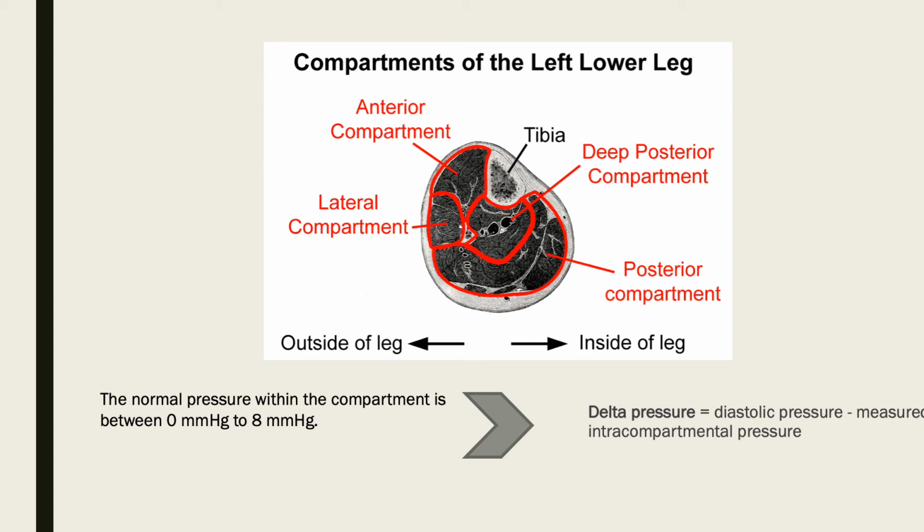If we've got the intracompartmental pressure, we can work out the delta pressure, which is a measure of the perfusion of a compartment. That's calculated by taking away the intracompartmental pressure from the diastolic pressure, and any value that is less than or equal to 30 millimeters of mercury is indicative of potentially a need for the management of the compartment syndrome, which is a fasciotomy ultimately.